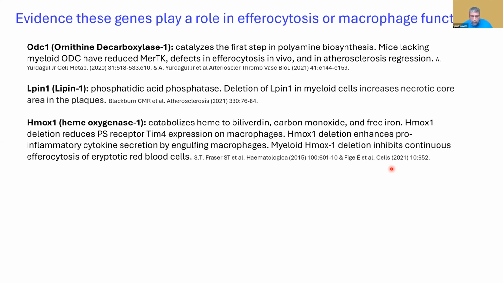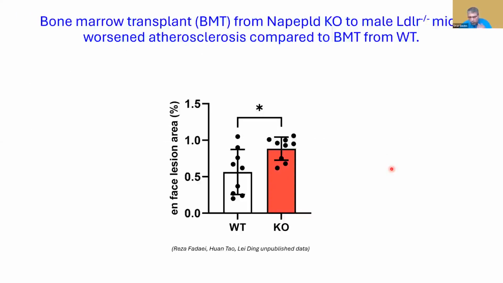Similarly, lipin-1, which is a phosphatidic acid phosphatase, its deletion in myeloid cells increases the necrotic core area in plaques. Heme oxygenase 1, its deletion makes macrophages secrete more cytokines, but also inhibits their ability to clear apoptotic red blood cells. So, we need to do more work on this, but this seems to suggest why the loss of NAPE-PLD may be important.